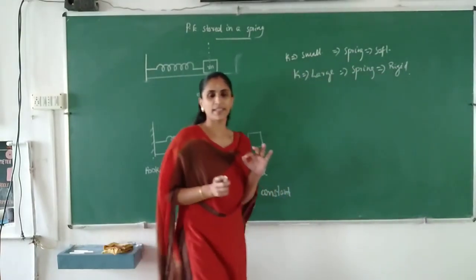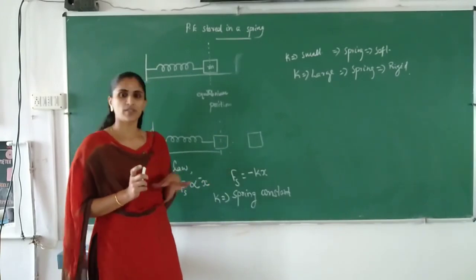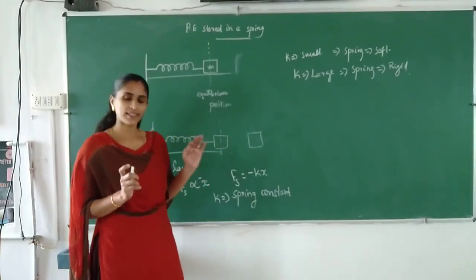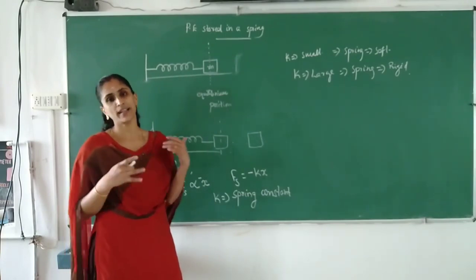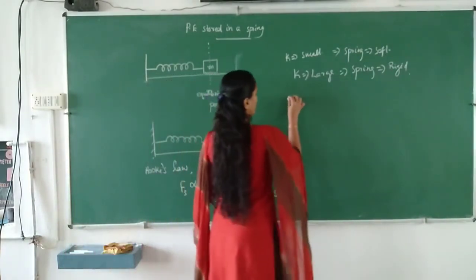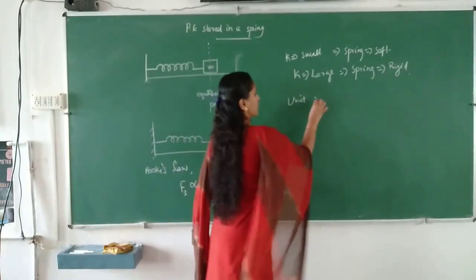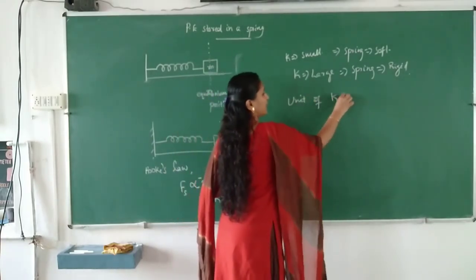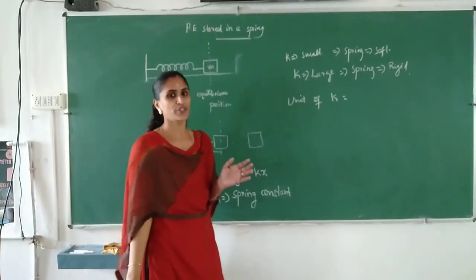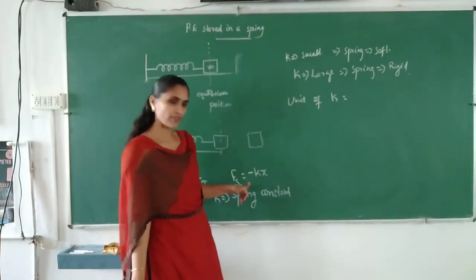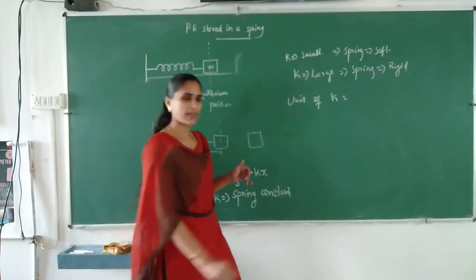But for a given material, the spring constant will remain constant. And you can find the unit and dimension from this. What will be the unit of k? Even though it is a constant, it is not a dimensionless constant. It has a unit and it has a dimension. So you can find it from Fs by x.